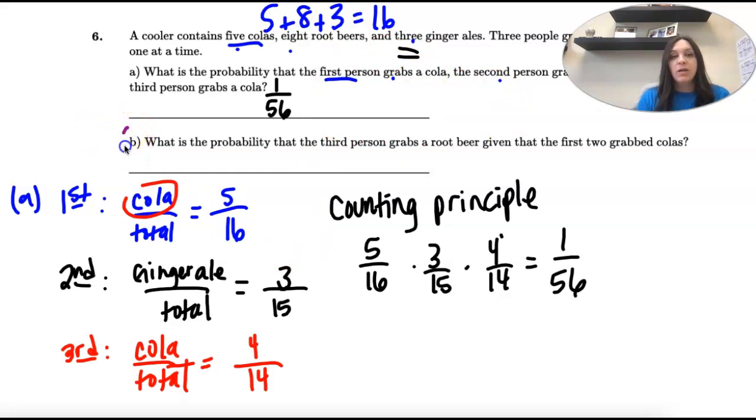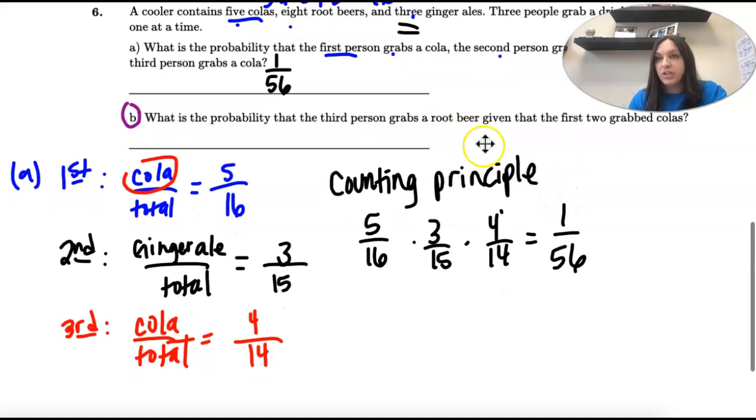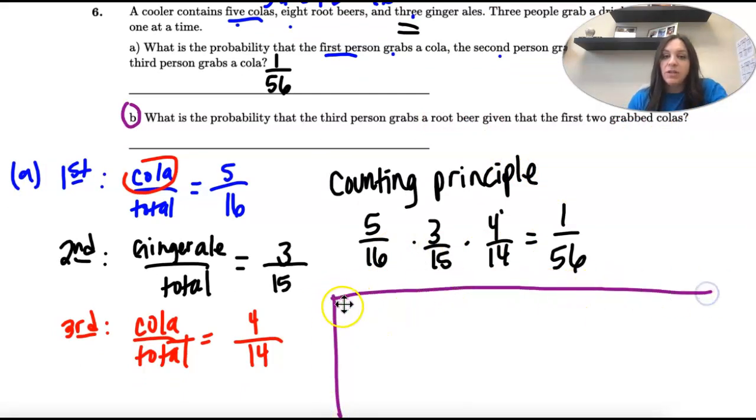Okay, now let's look at B. What's the probability that the third person grabs a root beer, given that the first 2 grab a cola? So on this one, we're jumping to the third person. So we want a root beer, given the total.